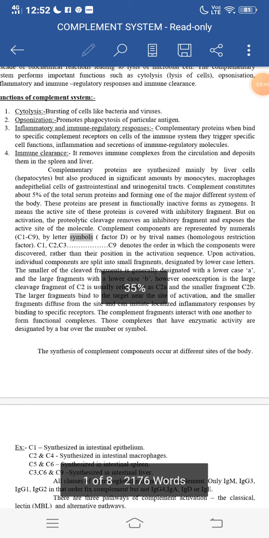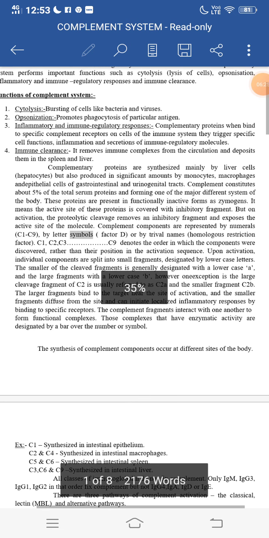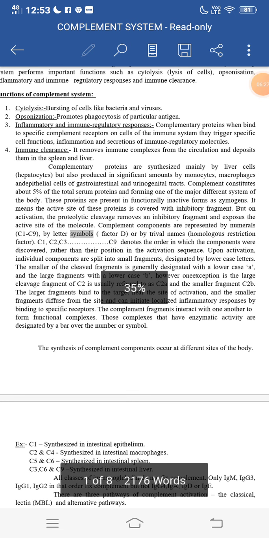Now what is the complement system? As we have seen, it is a set of proteins. There are about 30 different types of proteins or glycoproteins grouped together to form the complement proteins. These are synthesized in the liver by the hepatocytes, but they are also produced in significant amounts by monocytes, macrophages and epithelial cells of the gastrointestinal and urogenital tracts. Complement constitutes about 5% of the total serum proteins and forms one of the major defense systems of the body.